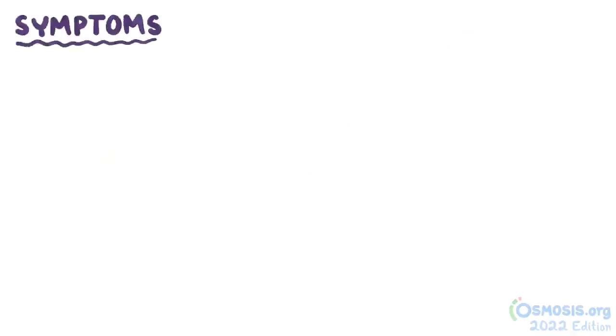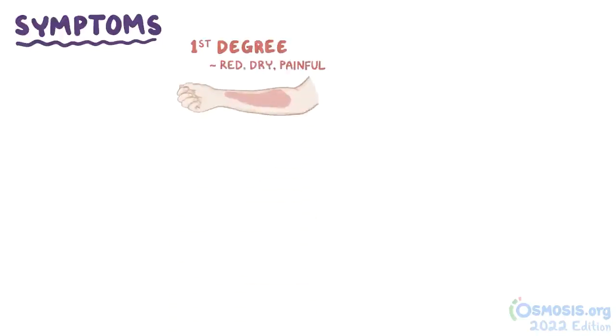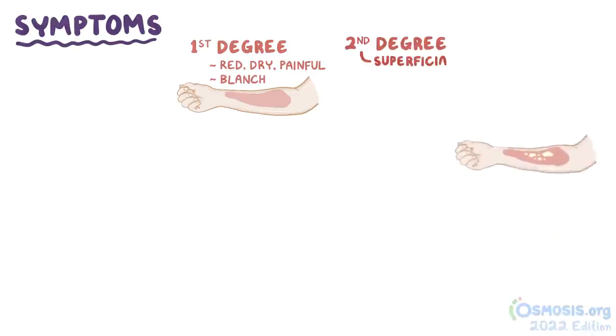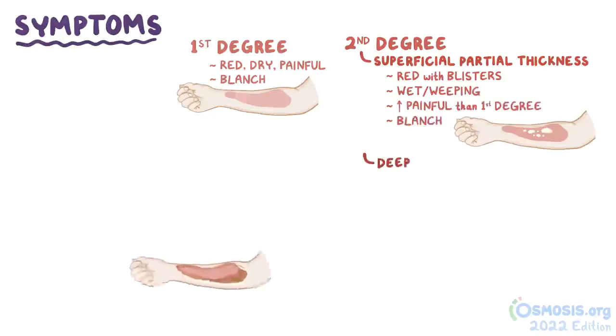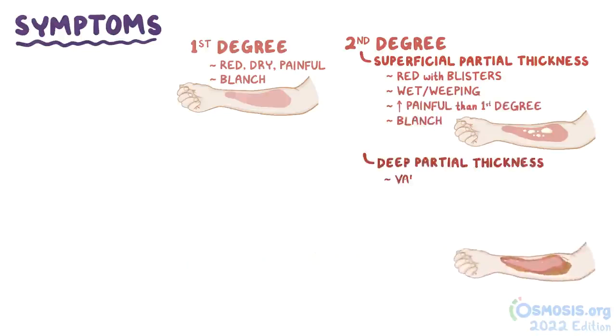Symptoms of a burn depend on the degree of the burn. In first degree, the affected area becomes red, dry, and painful. These areas also tend to blanch, turning white as blood flow is restricted with compression. Second-degree superficial partial thickness burns can be red with clear blisters, wet as if they're weeping, and are even more painful than first-degree burns, but still blanch. A second-degree deep partial thickness burn may vary in color from yellow or white to red, have blisters, and can be wet or dry.